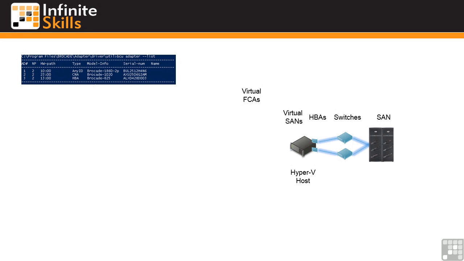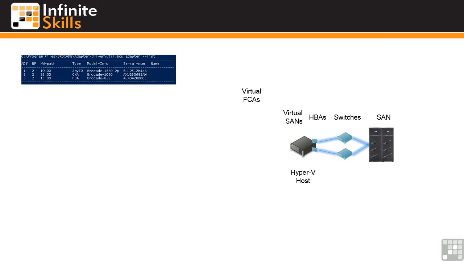In this lesson, I'm going to cover Virtual Fibre Channel. This is a new capability in Windows Server 2012 Hyper-V. Prior to Windows Server 2012, if you wanted virtual machines to be able to directly connect to a storage area network, you would have to use iSCSI, which operates over the TCP/IP protocol and your existing network. You would use the iSCSI initiator within the virtual machine's guest operating system to perform that iSCSI connection.